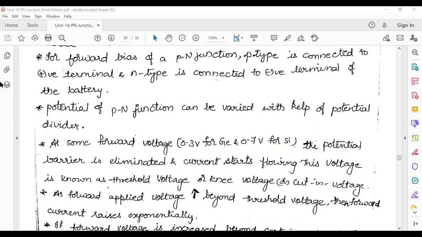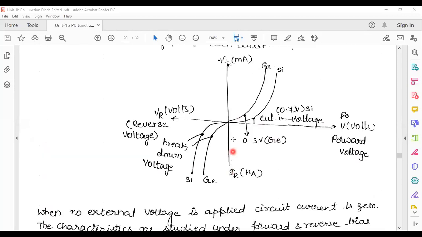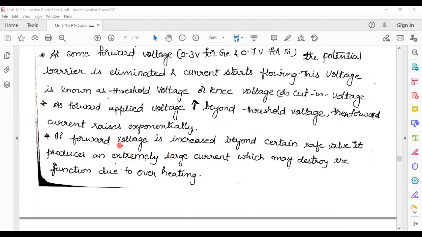Same point, the forward voltage is applied and the barrier potential is eliminated and current starts flowing. This voltage is known as threshold voltage or knee voltage or cut-in voltage. As forward voltage is applied beyond that threshold voltage, the forward current rises exponentially. If forward voltage is increased beyond a certain safe value, it produces an extremely large current, which may destroy the junction due to overheating.